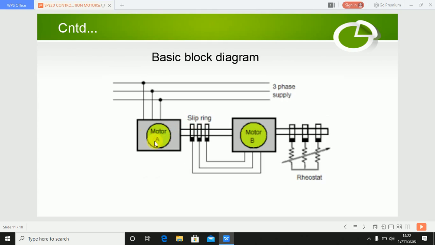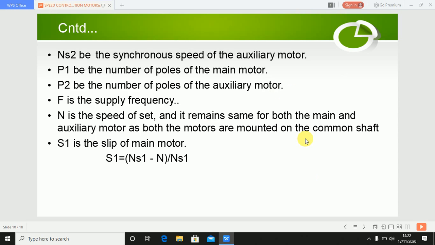Here, motor A is the main motor and motor B is the auxiliary motor, and they are connected by a common shaft. A three-phase supply is given to motor A, and motor B gets connected through the slip rings, and it is the load.